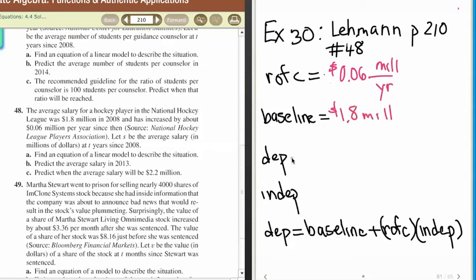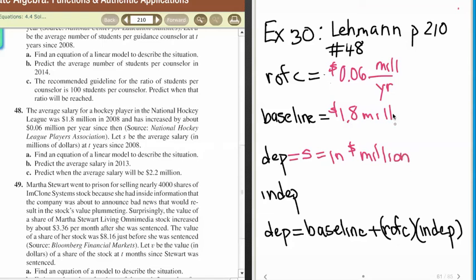Now the next thing that we need to know is which is our dependent and our independent. Our dependent value is the units in the numerator of the rate of change. So this is the average salary in millions of dollars. So our dependent is our S in millions of dollars. So I'll put dollars and I'll put millions like this.